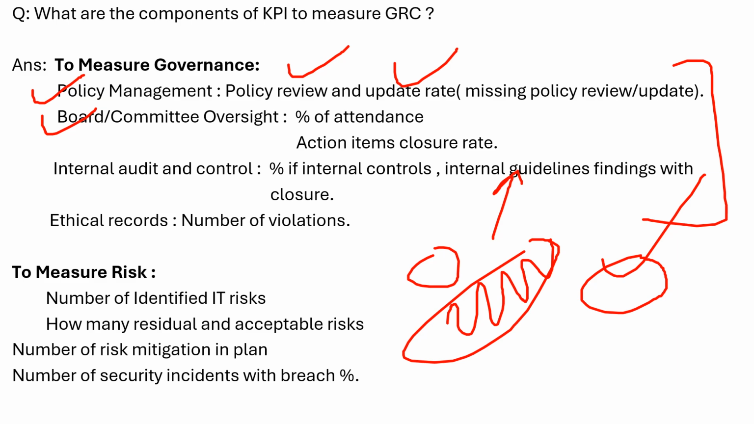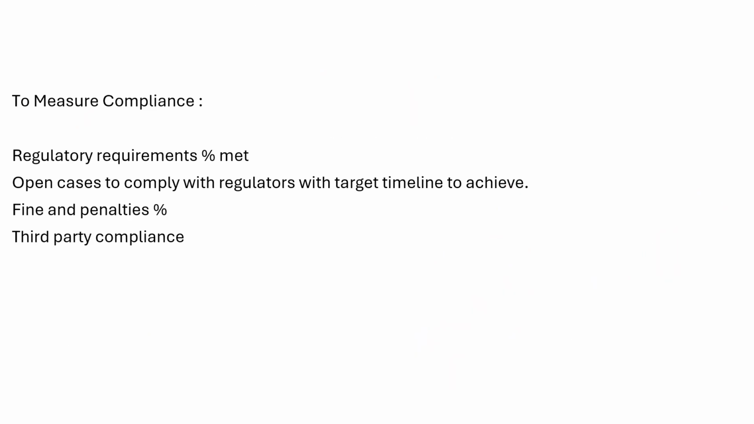Next, how to measure the risk? Risk means, guys, it's a capability of identifying the gaps and capability of closing the gaps. So how to measure the risk? We need to identify the IT risk. How many residual and acceptable risks are there? I had covered this in the last slide, so stay till the last slide. Number of risk mitigation plans, number of security incidents with breaches percentage.